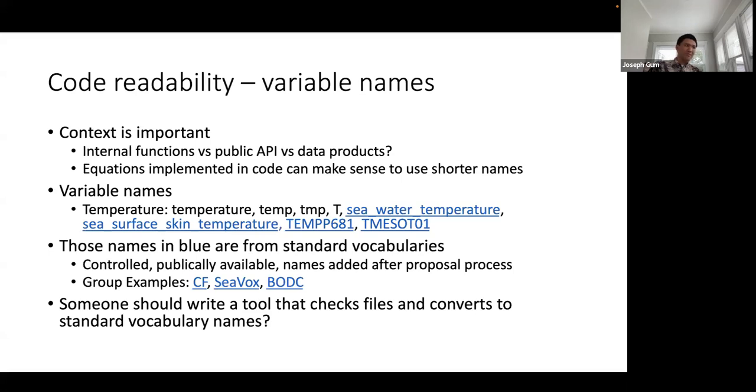They come from these groups, which have language servers, vocabulary servers, that say this is a valid name, this isn't a valid name. So you can check your code and publications against these servers to see if you're using something that the rest of the community has already agreed upon. But for checking files and converting things to a standard vocabulary name, I still don't think that exists.